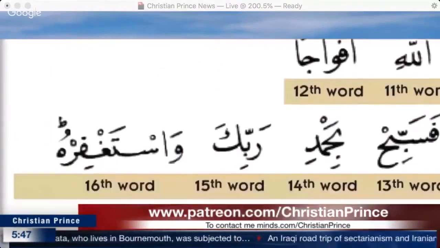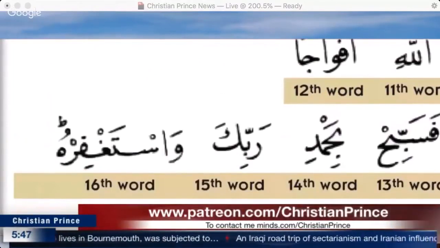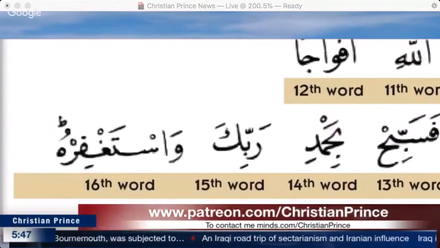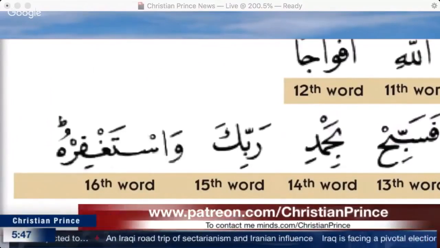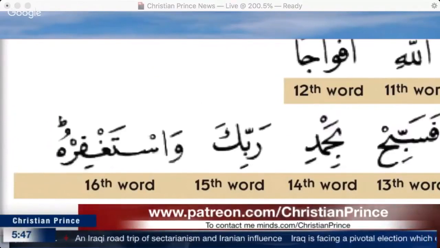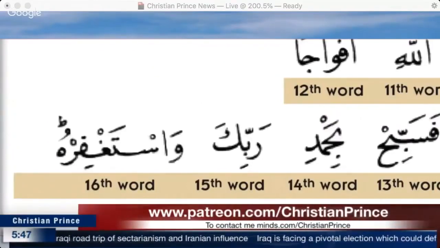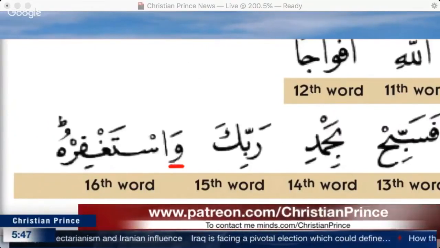As an example here, when they wrote this word, wastaghfarahu, is it one word? It's not. What will we do with this letter here? This letter, is it one word?